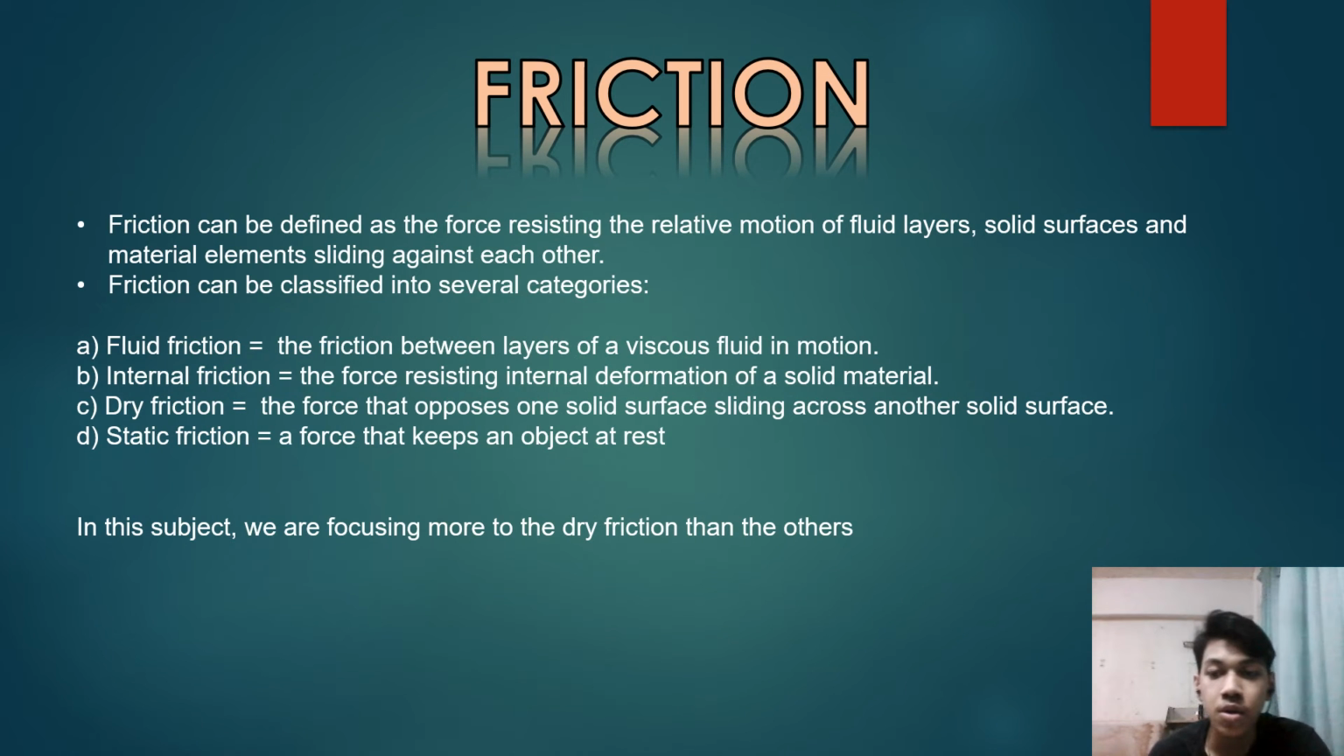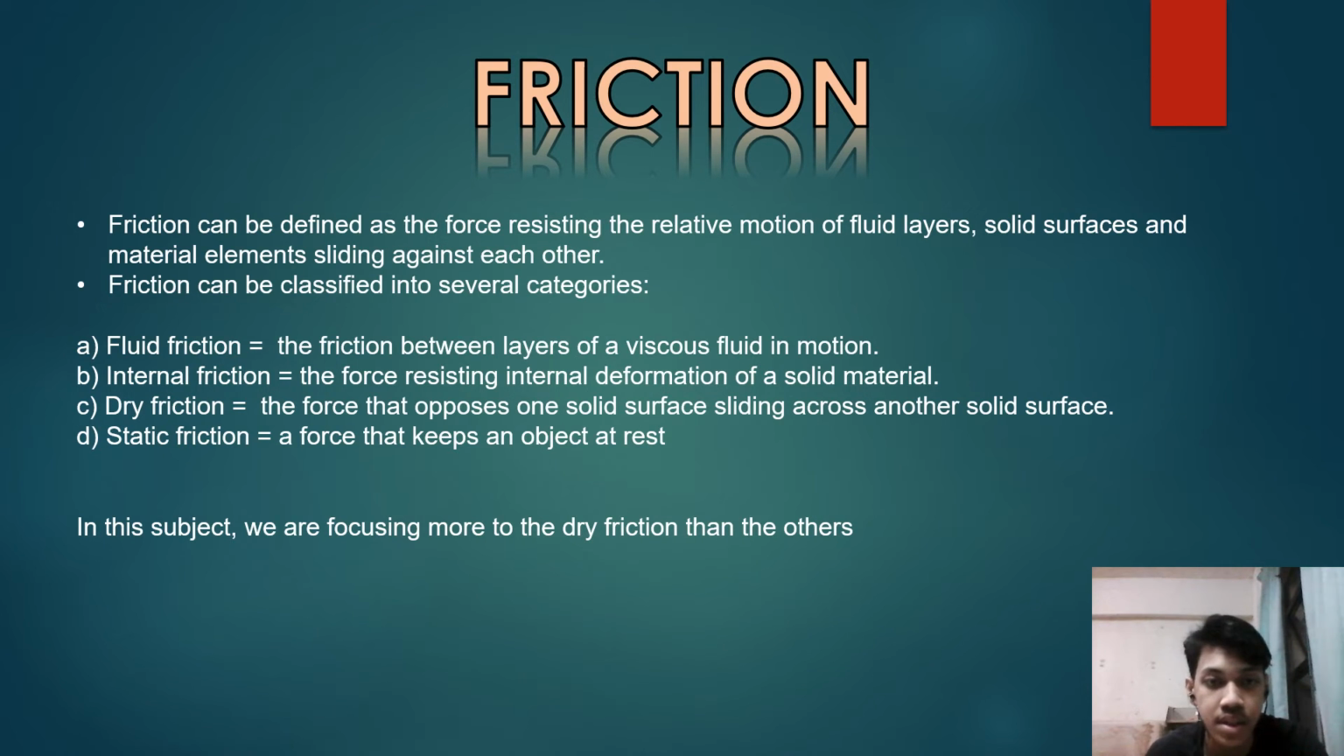So next we are going to talk about friction. Friction can be defined as the force resisting the relative motion of fluid layers, solid surfaces, and material elements sliding against each other. Friction can be classified into several categories, which are fluid friction, internal friction, dry friction, and static friction. Fluid friction is friction between the layers of a viscous fluid in motion.